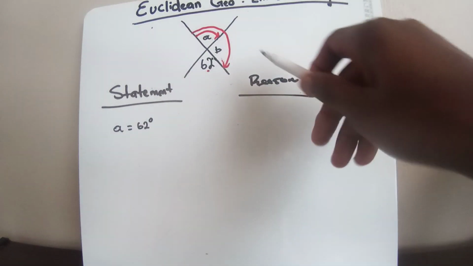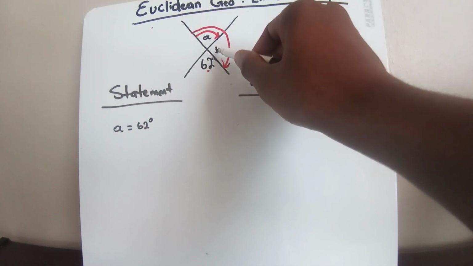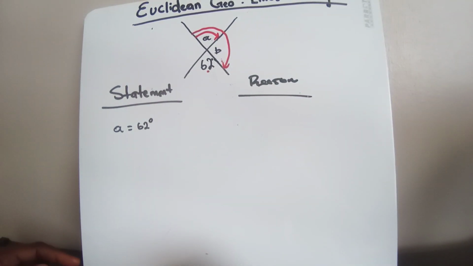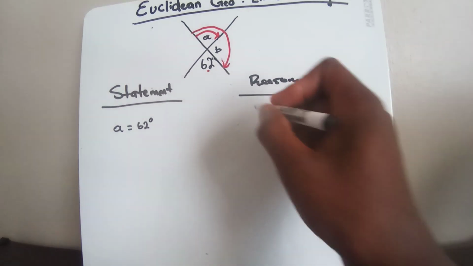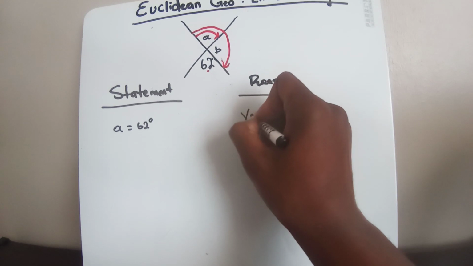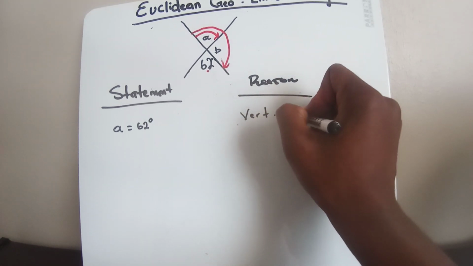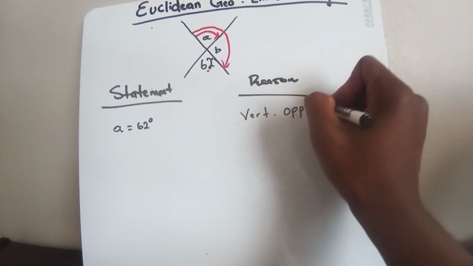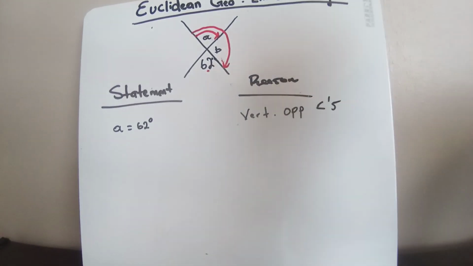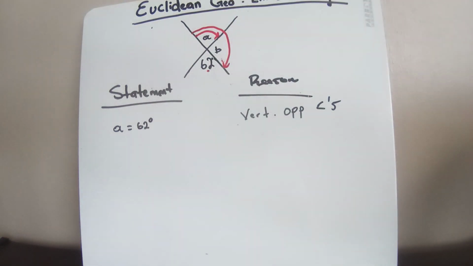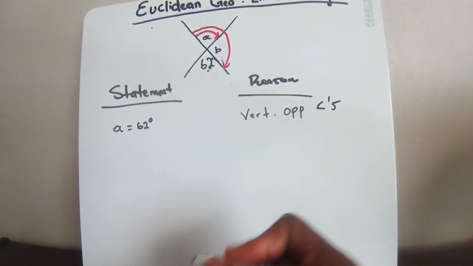Then now we need to solve for the unknown number, which is B. But before we solve for B, let us give the reason for the first one. So this is going to be vertical opposite angles, because of this part and this part. Then when we continue, we are solving for this unknown B.